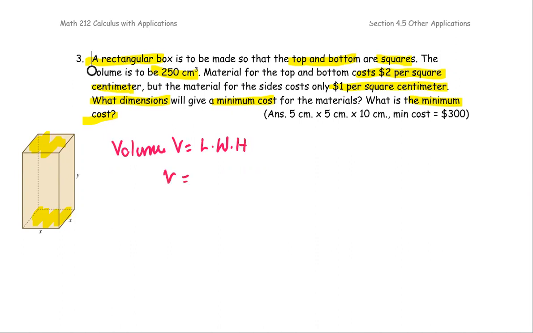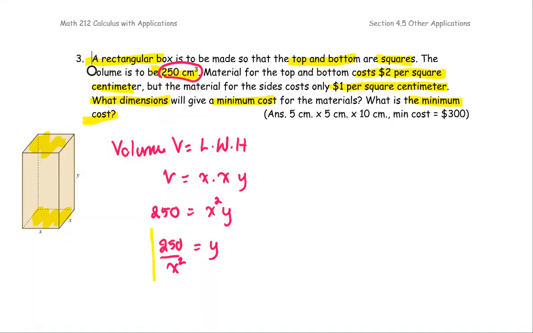In our case, the length is X, the width is X, and the height is Y, so the volume is X squared times Y. The restriction is that the volume will be 250. Therefore, Y equals 250 divided by X squared. We'll keep this on the side and use it when we work on the cost function. We also note that X will be greater than zero and Y will be greater than zero, because if it is zero, there will be no box.